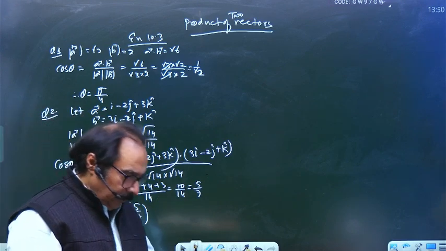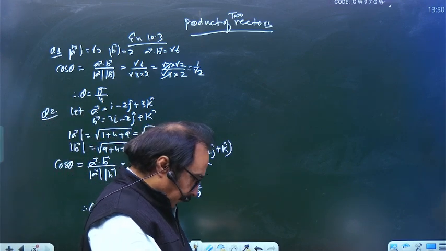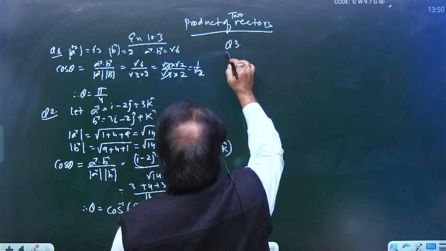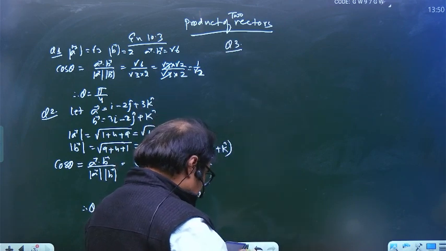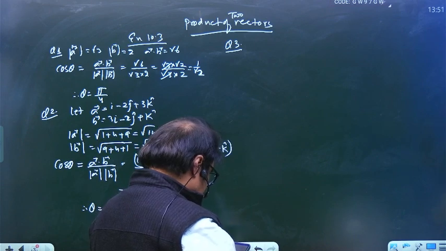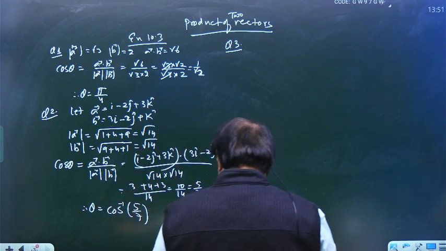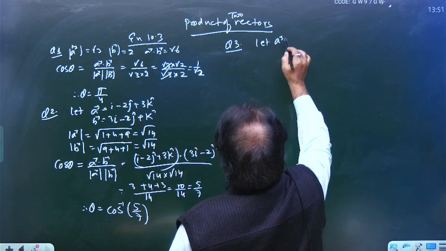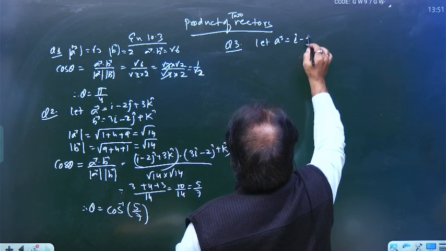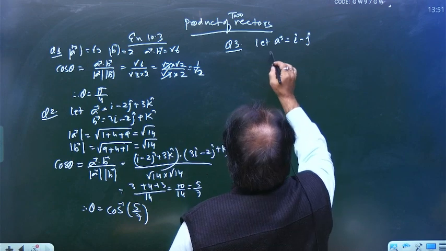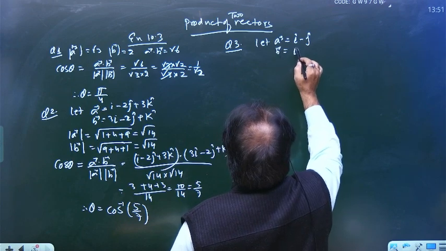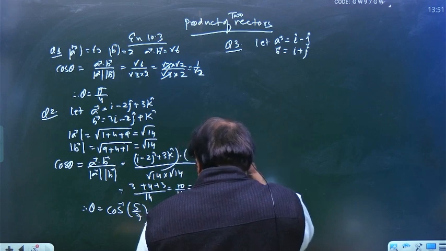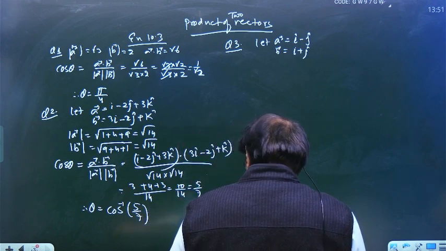So theta is cos inverse 5 by 7. Okay. Now the next question is question number 3. Find the projection of the vector i minus j on the vector i plus j. So let vector A be equal to i minus j cap, and vector B is i cap plus j cap, and we have to find the projection of A on B.